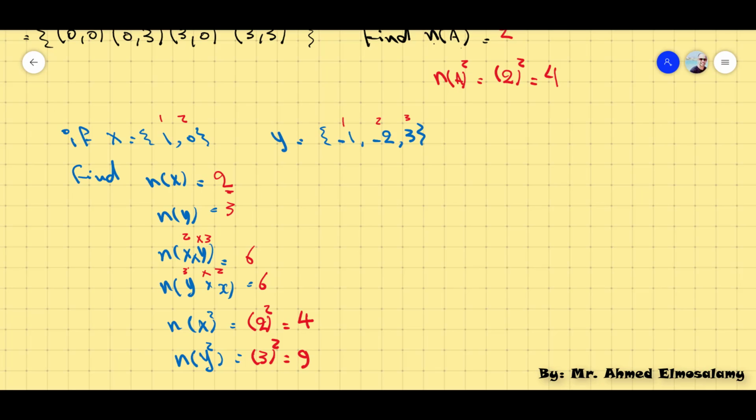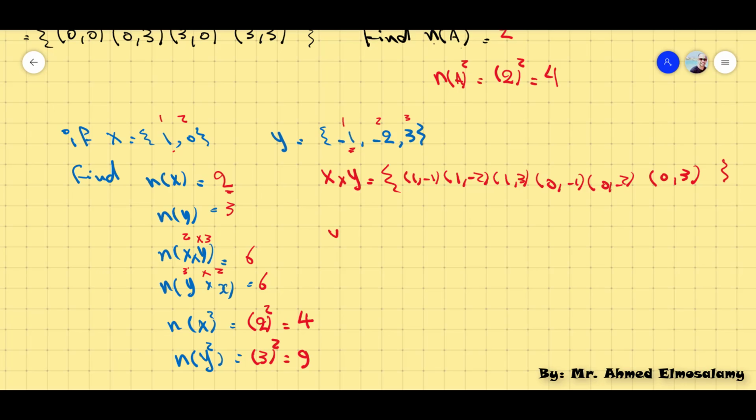Now I want to find x product y. X product y is an open set. Start from x to y. The first element is 1 and the first in y is -1: (1, -1). Then (1, -2). Then (1, 3). Then (0, -1). Then (0, -2). The last one will be equal (0, 3).